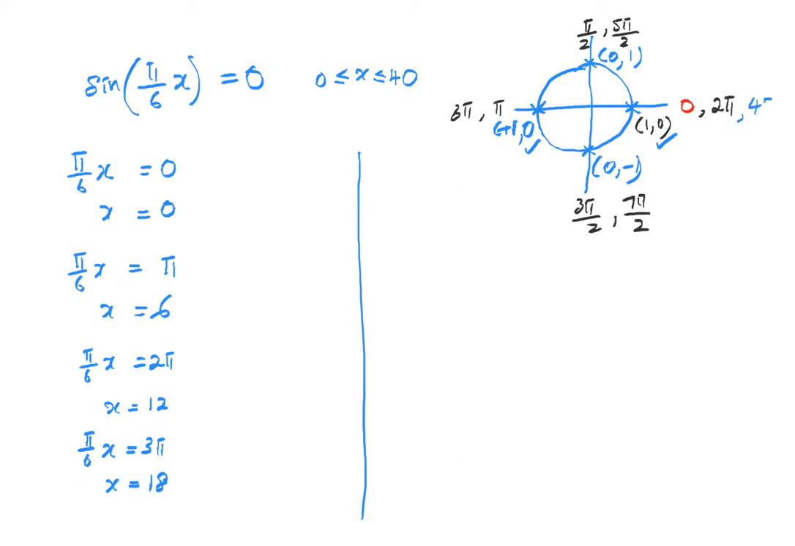Here is 4 pi. Here plus 2 pi, here will be 5 pi. Am I right? So my pi by 6x is equal to 4 pi. So you calculate your x equal to 24. My pi by 6x is equal to 5 pi, so my x equal to 30. Can it still go on? I think the last one is pi by 6x equal to 6 pi, so my x equal to 36.